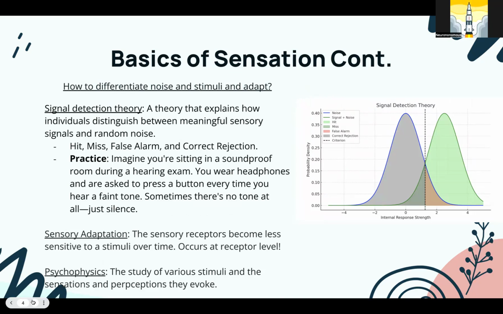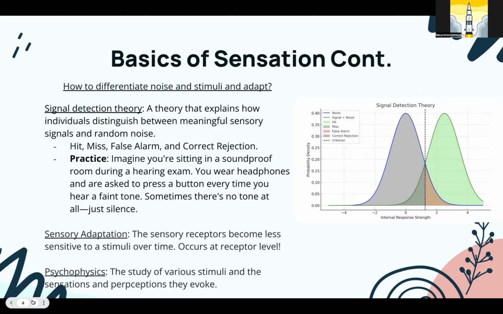So let's take a look at a practice problem. Imagine you're sitting in a soundproof room during a hearing exam. You wear headphones and are asked to press a button every time you hear a faint tone. Sometimes there is no tone at all, just silence. So there are four possibilities. There is a tone and you hit the button. That's a hit. A miss is when there is a tone, but you don't hit the button. You missed it. A false alarm is when there's no tone, but you still hit the button. And then a correct rejection is when there's no tone and you don't hit the button. Those are our four possibilities.